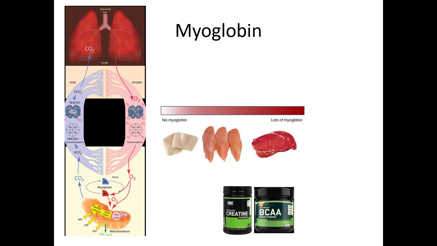So in this case, which meat has more myoglobin? See, it's lots of myoglobin. It's steak, that's right. And another thing, steak has more creatine and BCAA and more myoglobin. So if you need to choose, you had better choose red meat, beef.